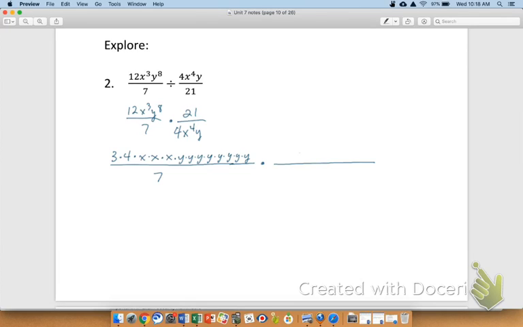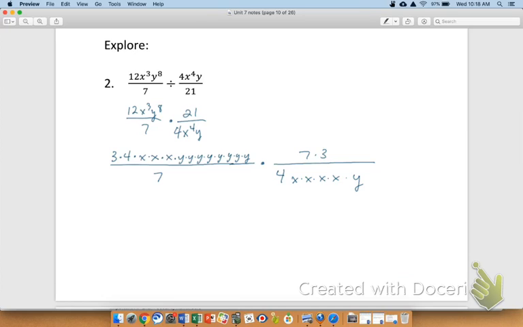21 is 7 times 3, 4. I'm just going to leave that as a 4. I know I could write that as a 2 times 2, but I already got my factors of 3 times 4 written up there for the 12. So, and then x to the 4th would be x times itself 4 times, and then y is just y.